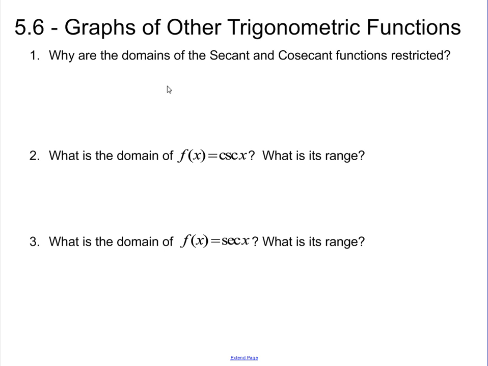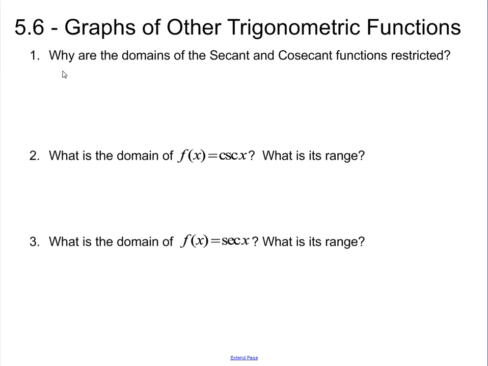And I start a little bit backwards. I actually work with secant and cosecant functions first because basically they're most closely related to the cosine and sine function, respectively, that we deal with. And that actually answers this first question that I've got for you. It says, why are the domains of the secant and cosecant functions restricted?